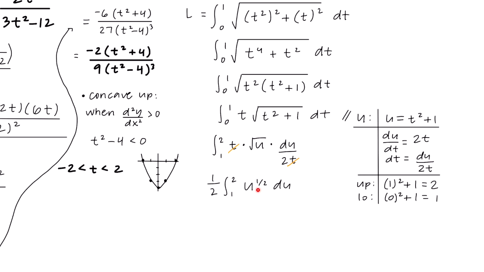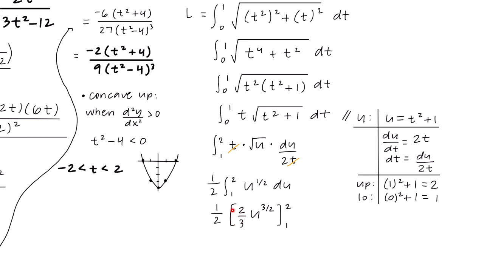The integral of u to the 1/2, we add 1 to the exponent, so we get 3/2, and then we divide by 3/2, which is the same as multiplying by 2/3. And remember, because we converted our upper and lower limits, we don't plug u back in, we just leave them as 1 and 2, and we'll plug those values straight in for u.